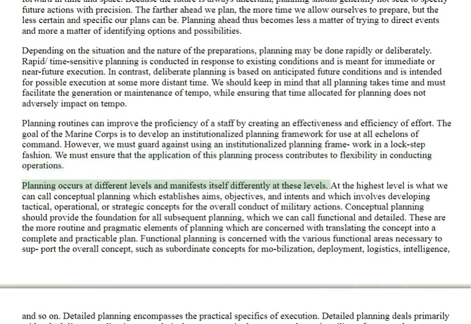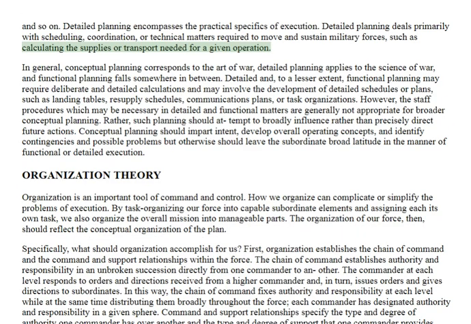Planning occurs at different levels and manifests itself differently at these levels. At the highest level is what we can call conceptual planning, which establishes aims, objectives, and intents and which involves developing tactical, operational, or strategic concepts for the overall conduct of military actions. Conceptual planning should provide the foundation for all subsequent planning, which we can call functional and detailed. These are the more routine and pragmatic elements of planning which are concerned with translating the concept into a plan, such as calculating the supplies or transport needed for a given operation.